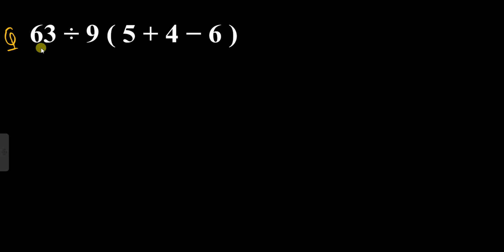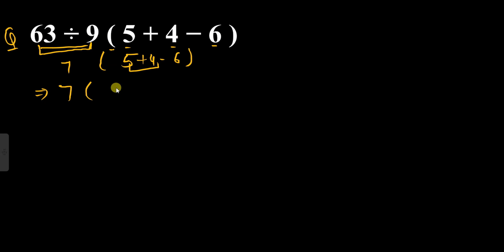The question is 63 divided by 9(5 + 4 − 6). So let's solve it. 63 divided by 9 gives you 7, with the parentheses around 5 plus 4 minus 6. Now let's solve further. Inside the parentheses, 5 plus 4 becomes 9, so 9 minus 6.